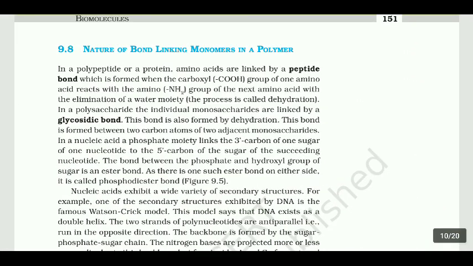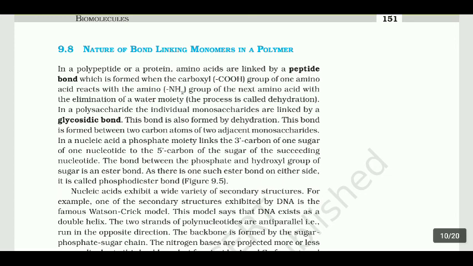9.8 Nature of bond linking monomers in a polymer. In a polypeptide or a protein, amino acids are linked by a peptide bond, which is formed when the carboxyl (-COOH) group of one amino acid reacts with the amino (-NH2) group of the next amino acid with the elimination of a water moiety. The process is called dehydration. In a polysaccharide, the individual monosaccharides are linked by a glycosidic bond. This bond is also formed by dehydration. This bond is formed between two carbon atoms of adjacent monosaccharides.